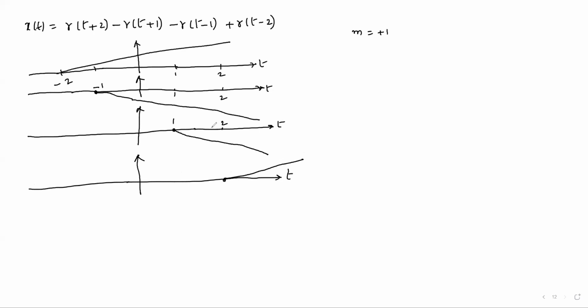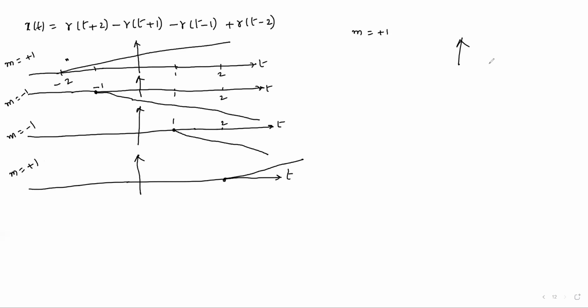is +1. That means here, the first signal slope is +1. The second signal is inverted, that means its slope is -1. The third signal also has slope -1. The fourth signal now has slope +1. So we have two positive slopes and two negative slopes.